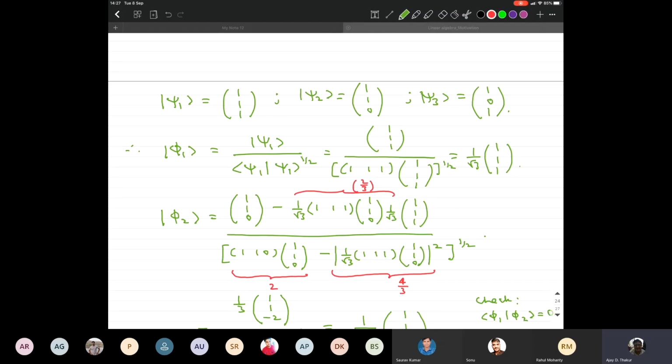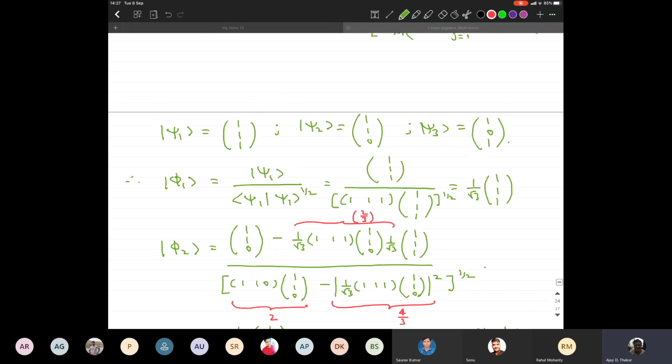Now you can try on your own and show that this orthonormal basis set is not unique. That can be obtained by simply permuting these three vectors. Suppose instead of psi 1 equals 1, 1, 1, you can imagine psi 1 equals 1, 1, 0, psi 2 equals 1, 0, 1, and psi 3 equals 1, 1, 1, right? So therefore phi 1 is going to be 1 over root 2 times 1, 1, 0, right?